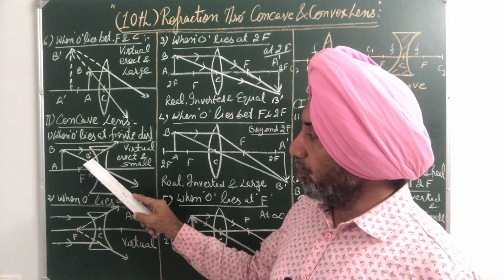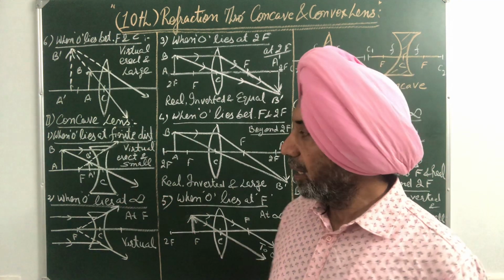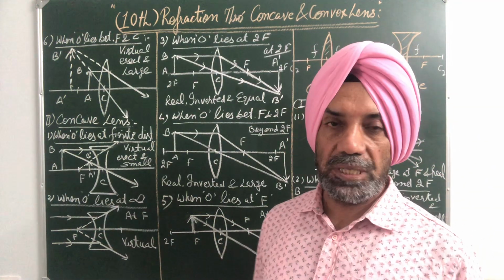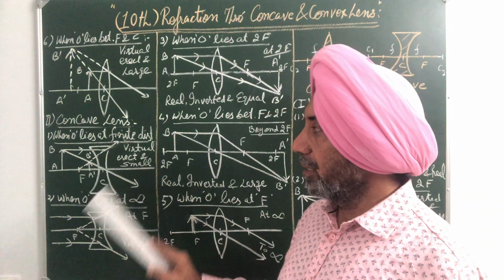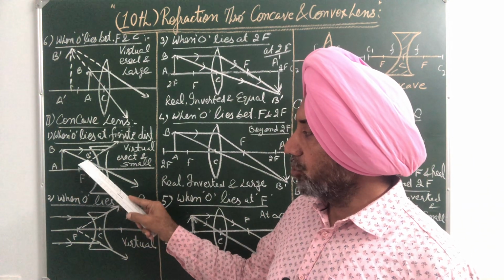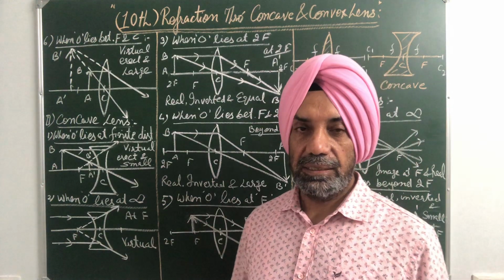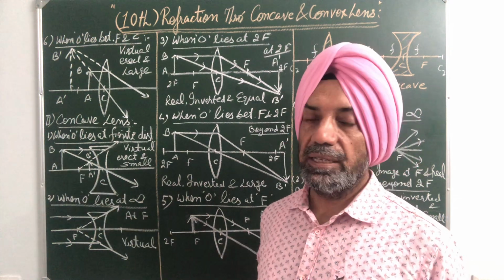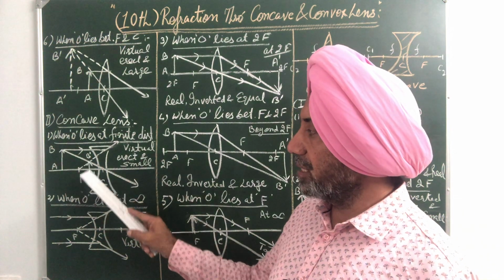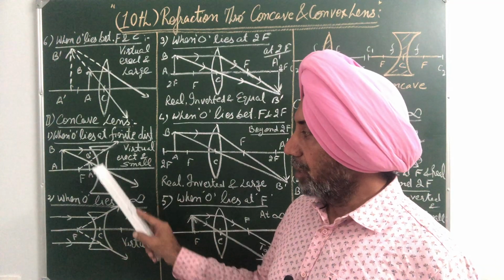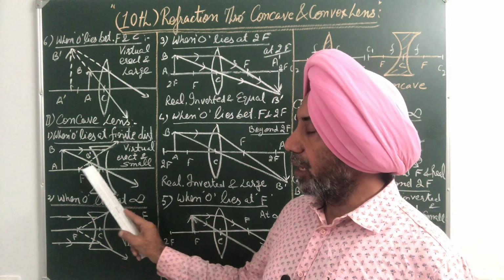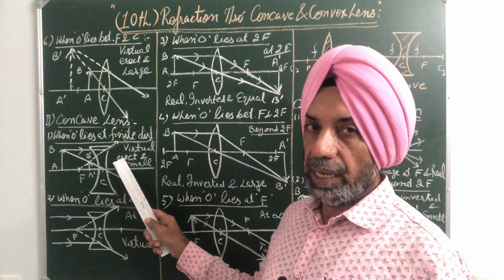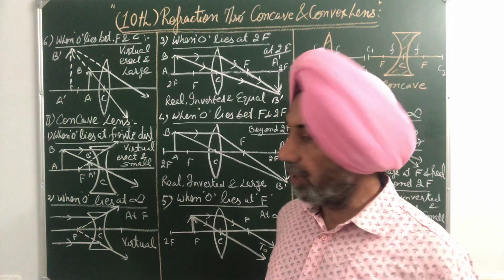This ray appears to be coming from the principal focus. Another ray which passes through the optical center on the principal axis goes undeviated. So these 2 rays meet at this point. So A'B' is the erect, virtual and smaller image of the object AB. This is the image formed after refraction through the concave lens when the object lies at a finite distance. The image formed is virtual, erect and always smaller in size.